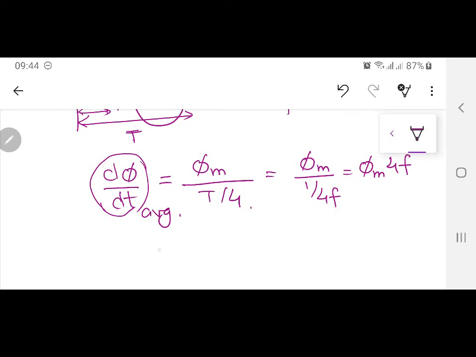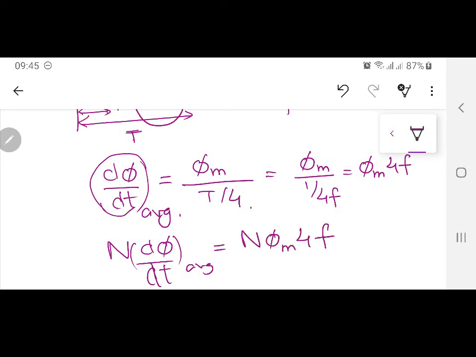Now, when I multiply this by N, since there are N number of turns, and this is the average, this is N phi m into 4f. This is an average value, E average. Now for a sine wave, if you want to convert an average value into its RMS value, there is a factor. What is that factor?